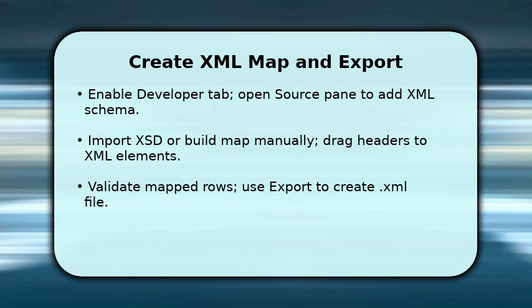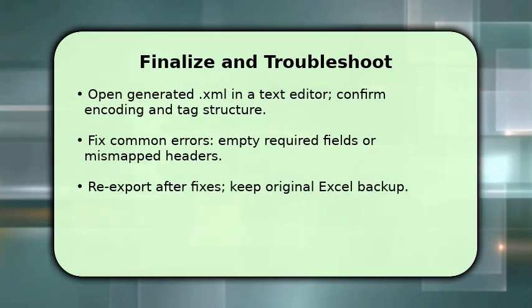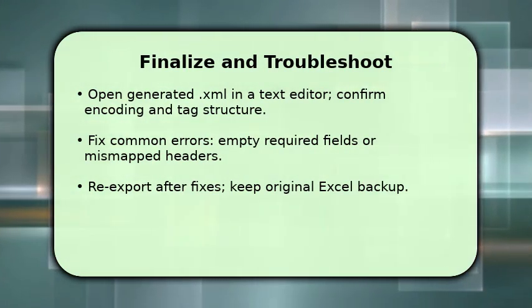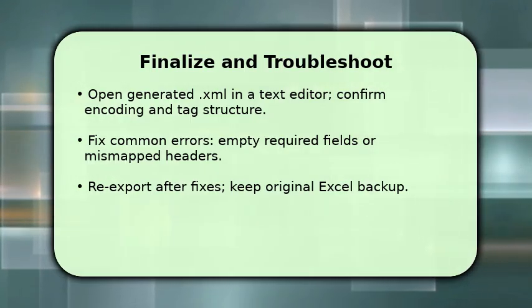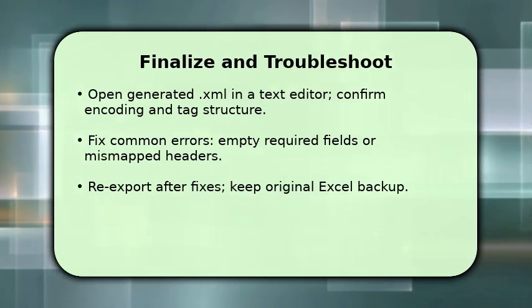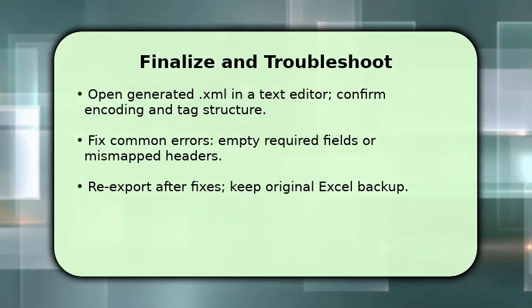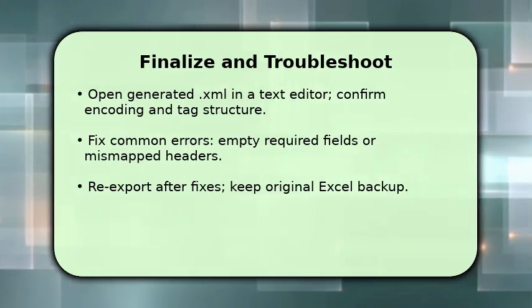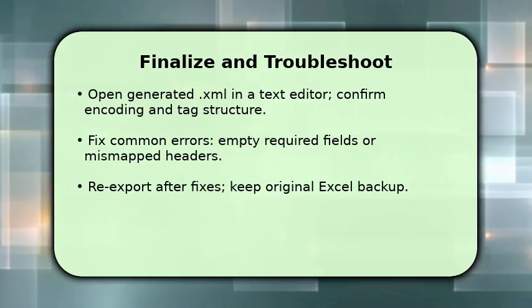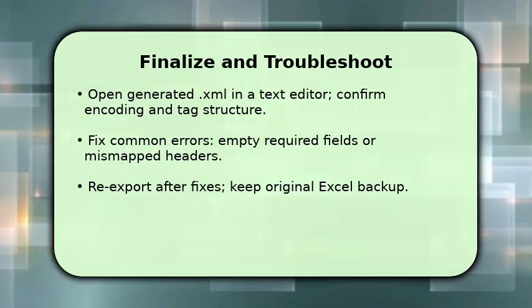Finally, verify the output and address hiccups. Open the XML in a text editor to confirm encoding UTF-8 and that tags match expectations. If elements are missing or show empty values, check for blank required fields or incorrect header-element mapping and correct them in Excel, then re-export. If Excel refuses to export, ensure the XML map covers each row as a repeating element.